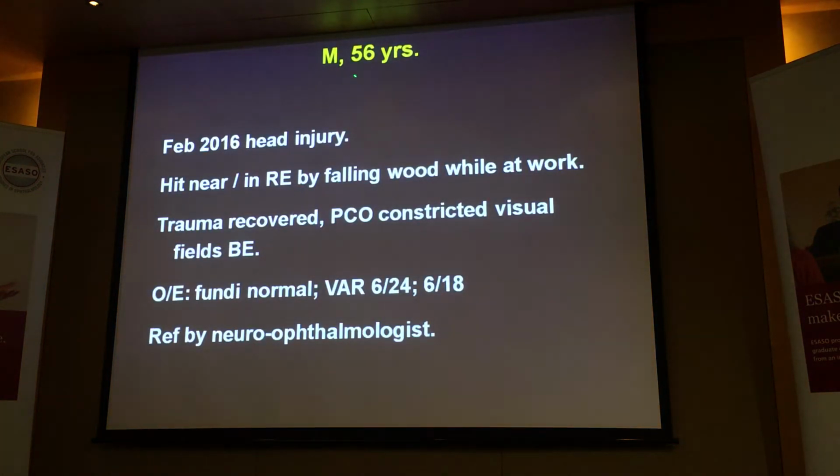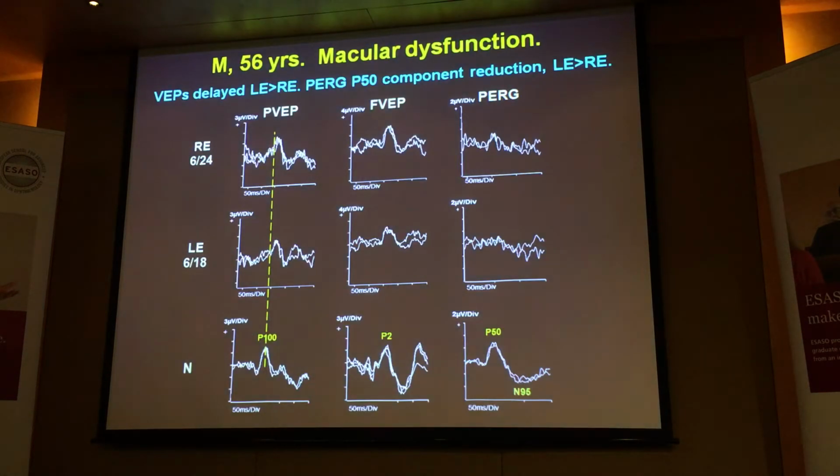And just to end with one case, 56-year-old head injury. Hit near his right eye by falling wood while at work, trauma recovered, he was then found to have constricted visual fields. And this is cutting out. Fundi were normal, acuities were normal, referred by a neuro-ophthalmologist. And his VEPs were slightly delayed, had bilateral maculopathy, explaining the acuity loss.